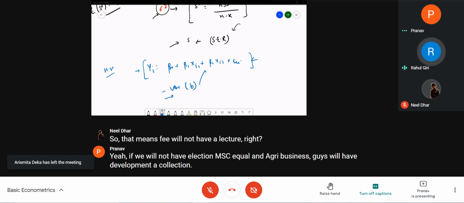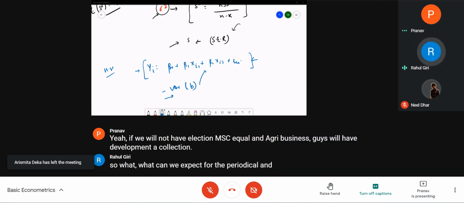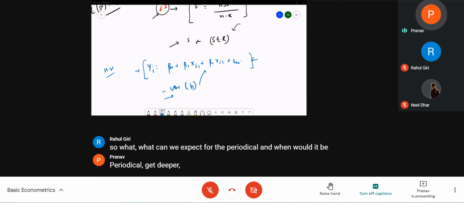So what can we expect for the periodical, and when would it be? I don't know the date of the periodical, but in the periodical you can expect MCQs and it will be an open book test.